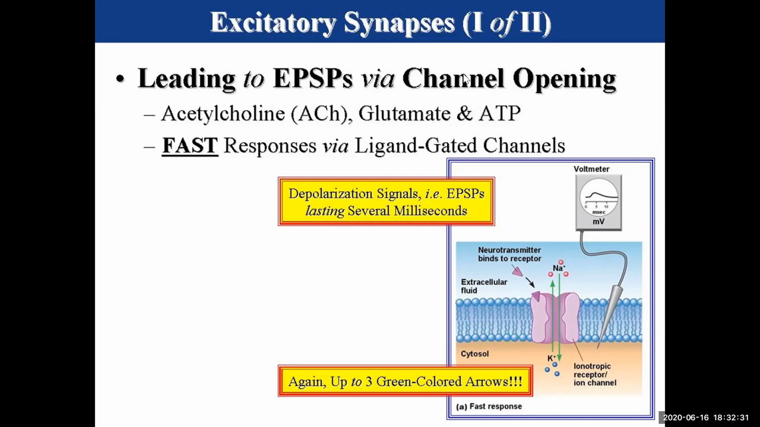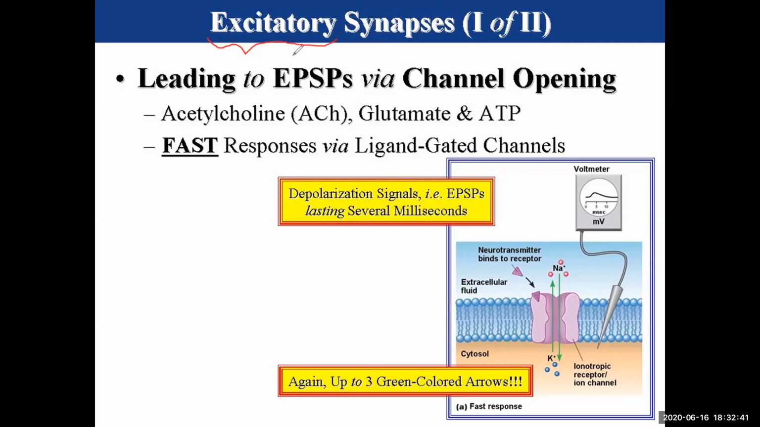So when you look at this, excitatory, that's EPSPs, right? Excitatory postsynaptic potentials, EPSPs. The E here stands for excitatory. So excitatory postsynaptic potentials. This is done by channel opening. So when you open a channel, right?